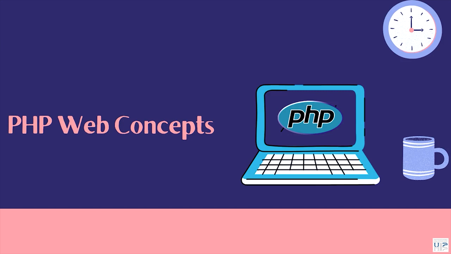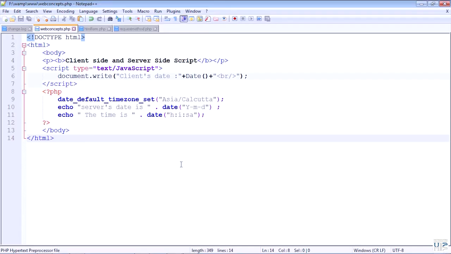So what is the difference between the client side process and the server side process? That I will try to explain with the help of this example. This is a simple HTML code. I have saved this as webconcepts.php on the document root of my web server. This line is plain HTML which uses the bold and paragraph tags. Okay, so this is a static text.